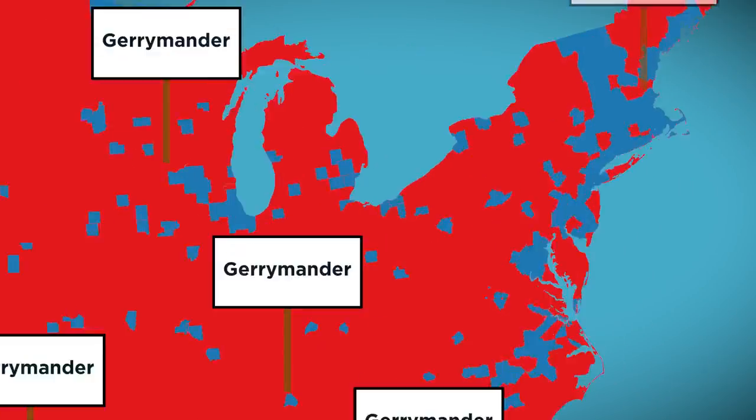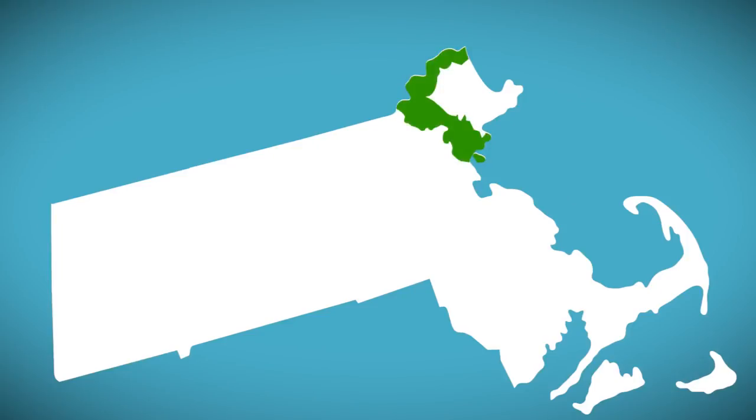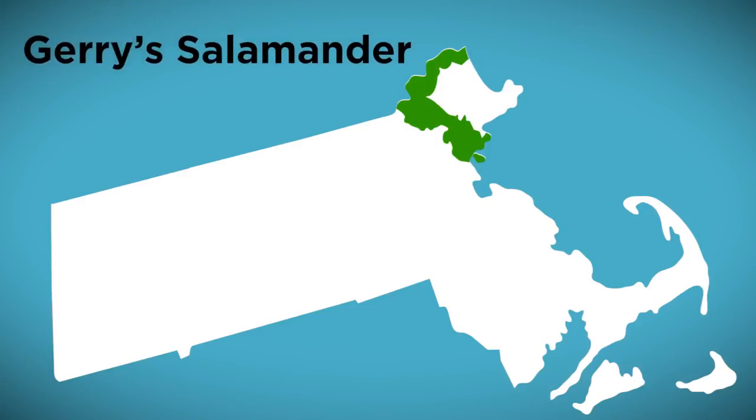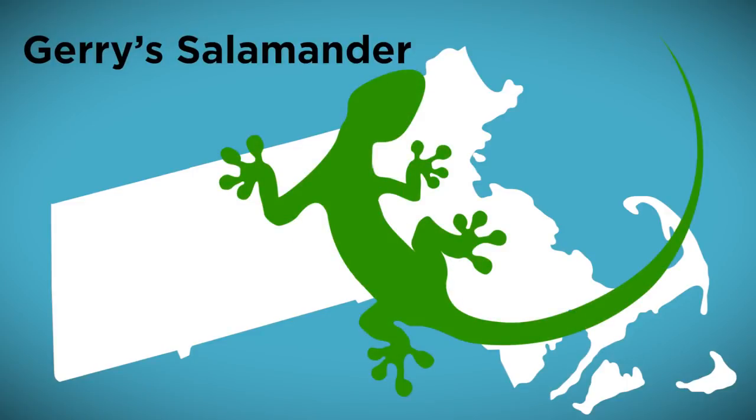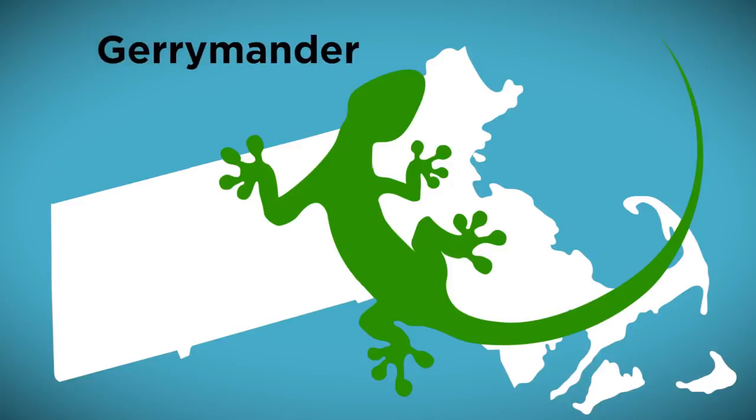Elbridge Gerry created a prototypical gerrymander in Massachusetts that was lampooned in a cartoon in 1812. It looked like a salamander. It wrapped around the district that was to be divided up. So when you make a portmanteau word of salamander and Elbridge Gerry's last name, you get gerrymander.